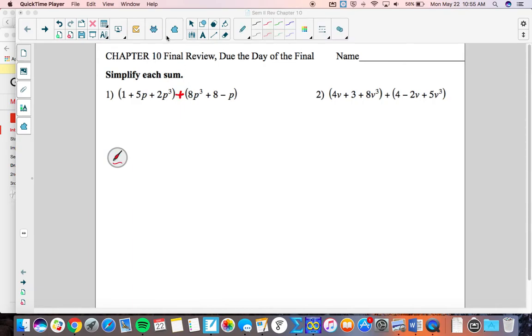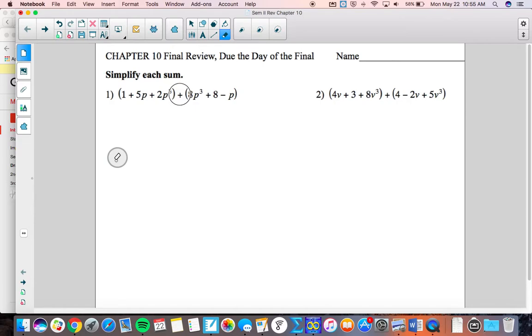Here's our Chapter 10 semester final review. Here we're going to be simplifying polynomials, and sometimes we'll be adding polynomials, sometimes we'll be subtracting polynomials, and sometimes we'll be multiplying polynomials. So it's important that we look at the operation that's happening. In this case, we are adding these two polynomials.